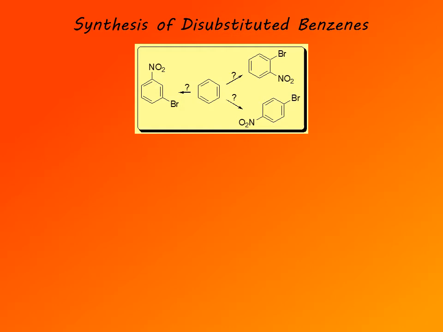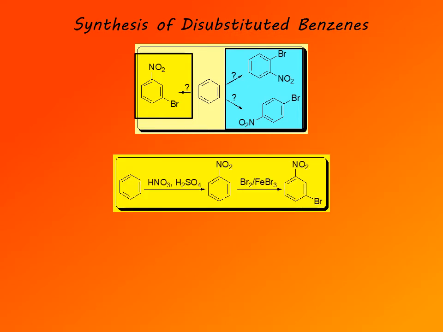Since substituents have different directing effects, obviously order of substitution will be important. So we can prepare either meta-bromonitrobenzene or a mixture of ortho and para isomers and then separate them to isolate the desired isomer. To prepare meta isomer, we should introduce nitro substituent first. Nitro substituent is meta directing, so we carry out nitration reaction first to prepare nitrobenzene, and now since nitro substituent is meta directing, when we carry out bromination, bromine will end up in meta position. So product is meta-bromonitrobenzene.